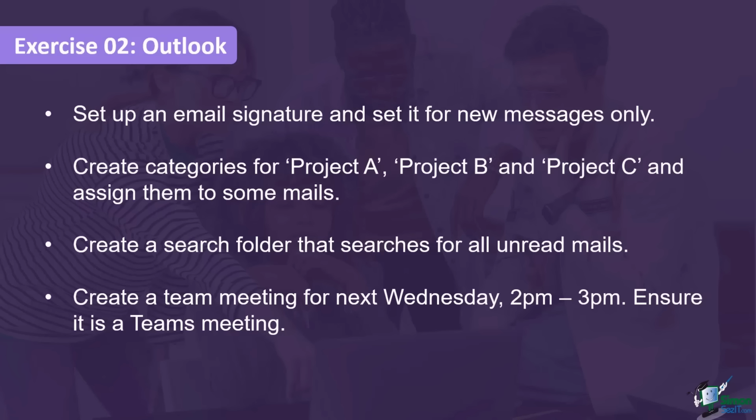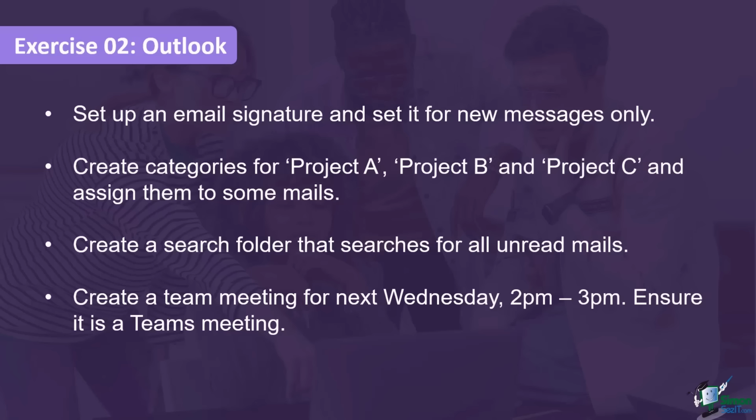Then I'd like you to create categories for Project A, Project B, and Project C and assign them to some mails in your inbox. Once you've done that, I'd like you to create a search folder that searches for all unread mails. And then finally, I'd like you to create a team meeting for next Wednesday in your calendar from 2 p.m. to 3 p.m. And you can invite people if you want. That part is optional, or you can always invite yourself under a different account. And I'd like you to ensure that this is a Teams meeting. So a few different things to do there.